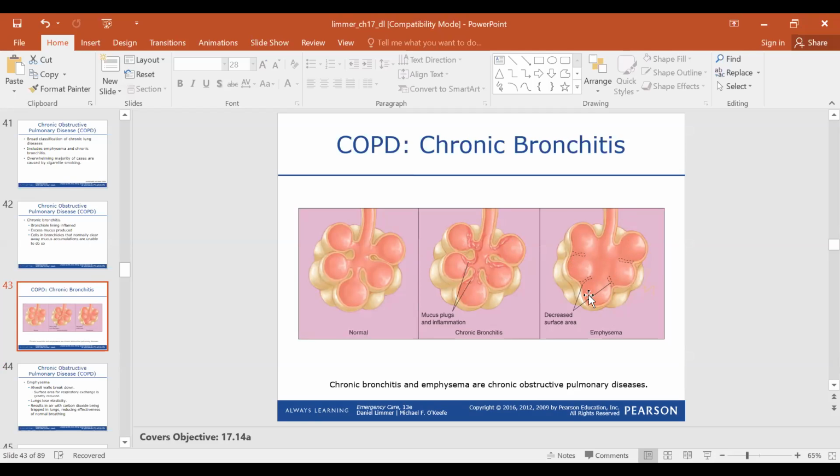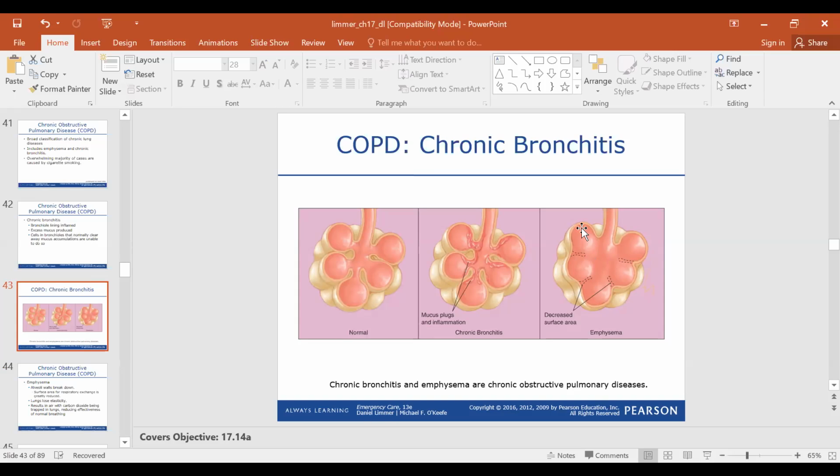So these right here are alveoli, and here it's giving you the example that these walls right here are now lost. They're no longer there, and because of that, we're losing surface area. The reason that's a big deal is because the more surface area we have, the more gas exchange can occur. The less surface area, the less gas exchange. And that's why emphysema is such a big deal.